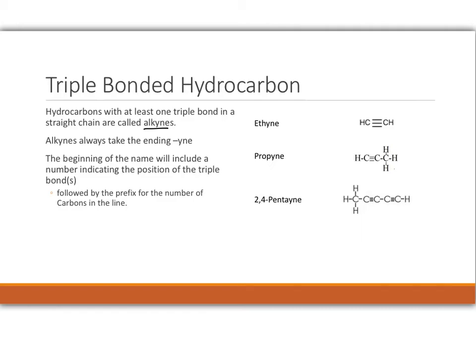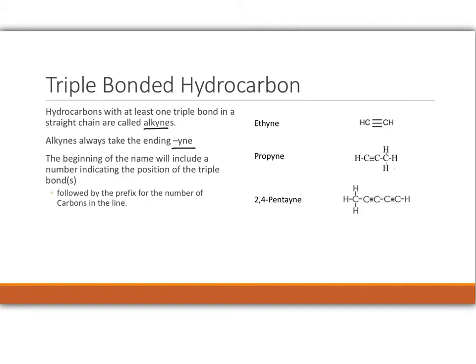They always take the ending yne. Okay? And then the beginning of the name is going to go much like the beginning of a double bonded carbon or an alkene. You're going to include a number with where the triple bond falls. You're also going to use the prefix for the number of carbons in the chain, and the only difference from the double bonds is the ending. Okay? So again, ethyne, there is no number there because there's only one place to possibly put that triple bond. Propyne, again, even if you move the triple bond, you still have the exact same molecule.